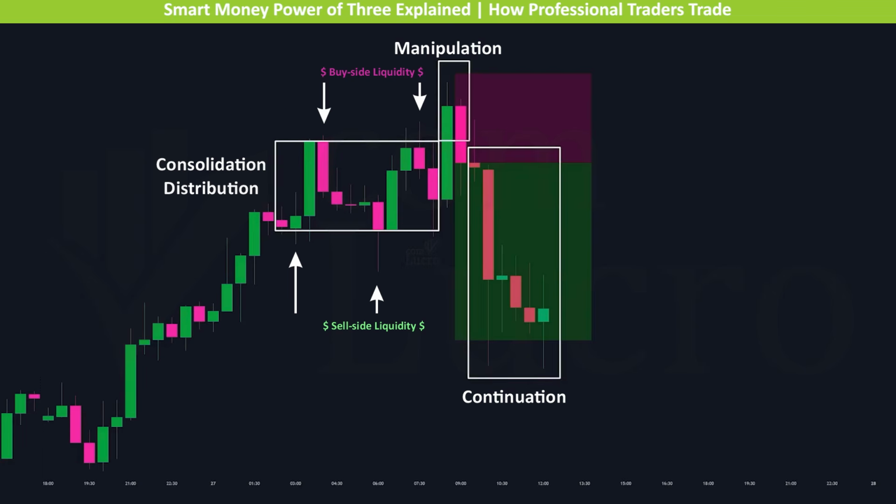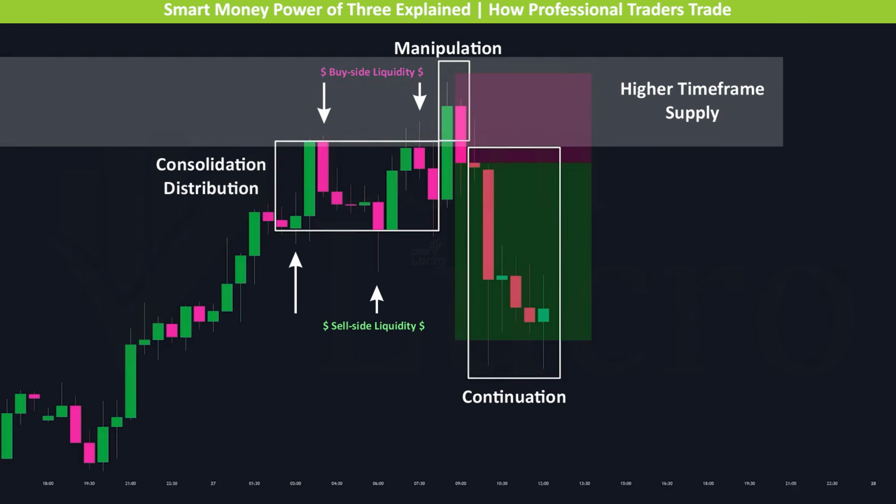It is important to understand that, like any trading concept, the power of three should not be used in isolation. It becomes far more effective when combined with other smart money concepts. For instance, if a higher time frame supply zone were present at this level, it would add strong confluence to the setup, increasing the probability of rejection.